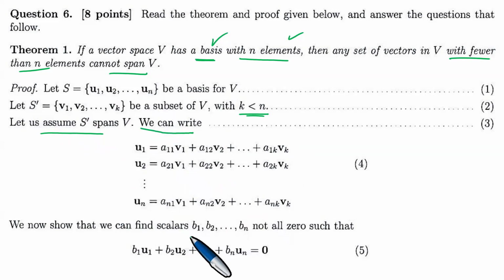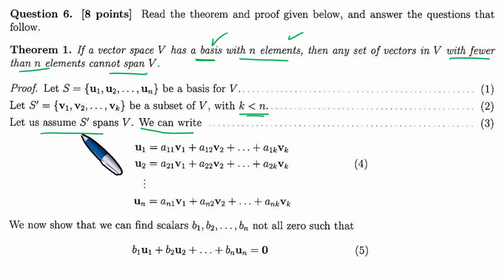So obviously, the question is then where are these equations coming from? And these equations are emanating from the fact that our assumption is that S prime spans V.